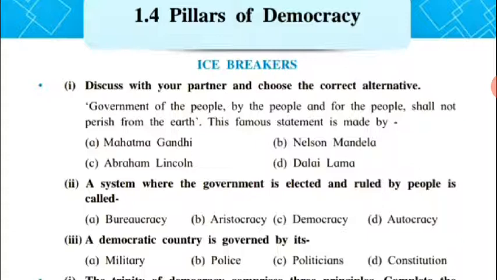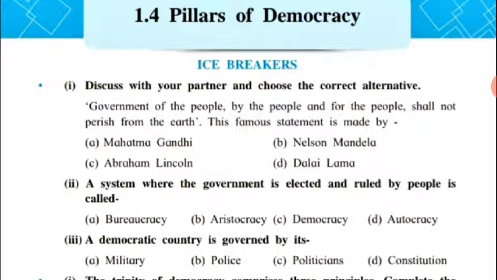Next activity, a system where the government is elected and ruled by the people is called. Option is A. Bureaucracy, B. Aristocracy, C. Democracy, and last D, that is autocracy. And its answer is obviously democracy, because our government is elected and ruled by people, not by one particular person having the power like the king. That's why this is democratic way of governance, so it is called as democracy.